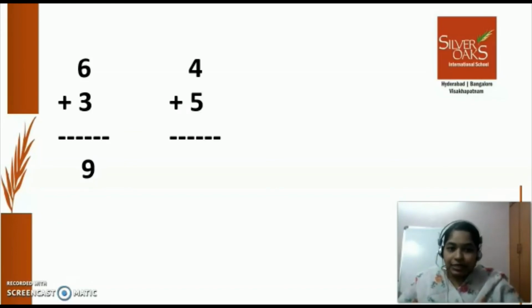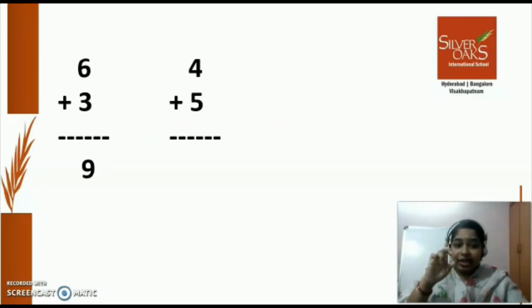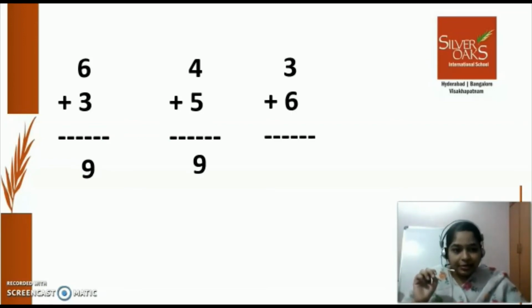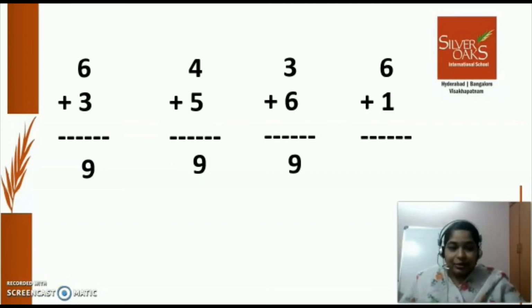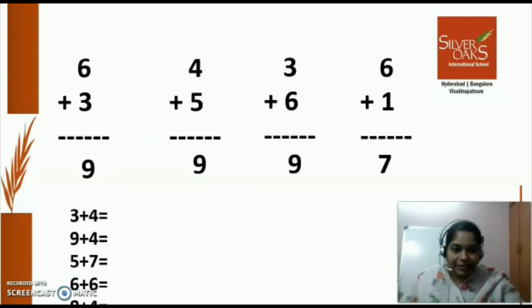4 plus 5. Ring the bigger number 5. And after 5, count forward 4 times. It is 6, 7, 8, 9. Next, 3 plus 6. Ring the bigger number 6 and count forward. How many times? 3 times. That is 7, 8, 9. Now 6 plus 1. It is 7. Also, do few more sums in your math journal as today's task.